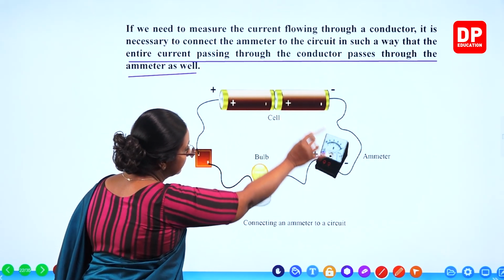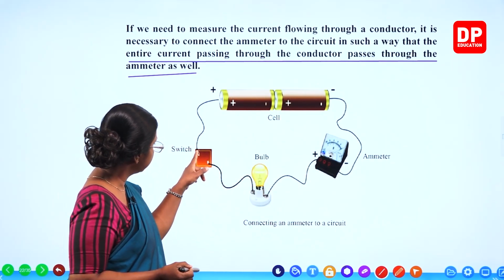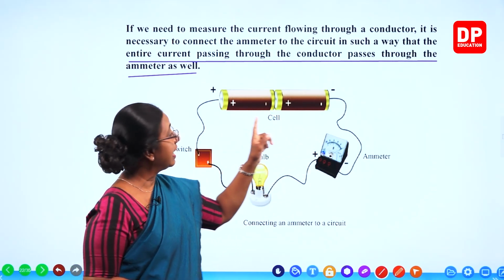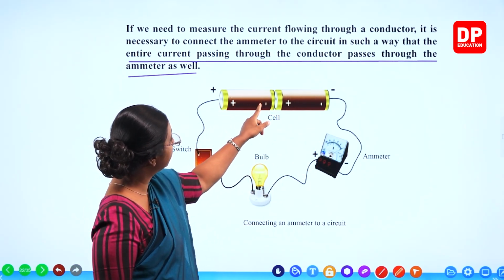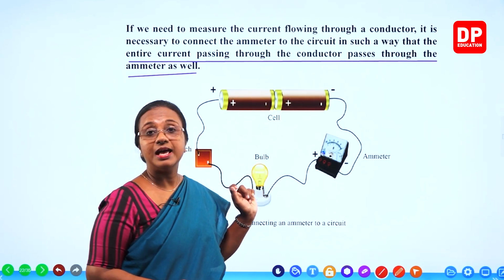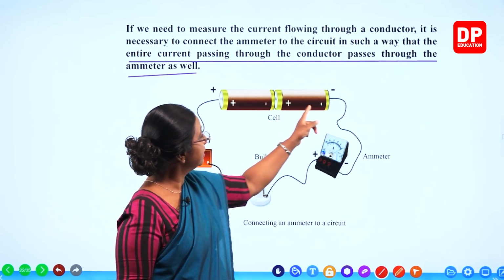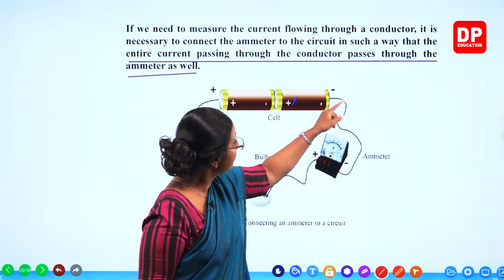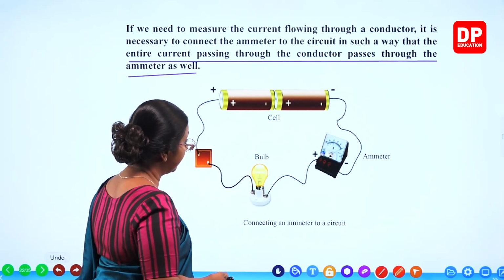Now if you look at this circuit, here you can see this is a switch, then we have the dry cells, 2 cells connected, and here also you can see positive terminal, negative, then the positive of the second cell with the negative. So that is the connection of 2 dry cells to the circuit. Then we have the ammeter there.